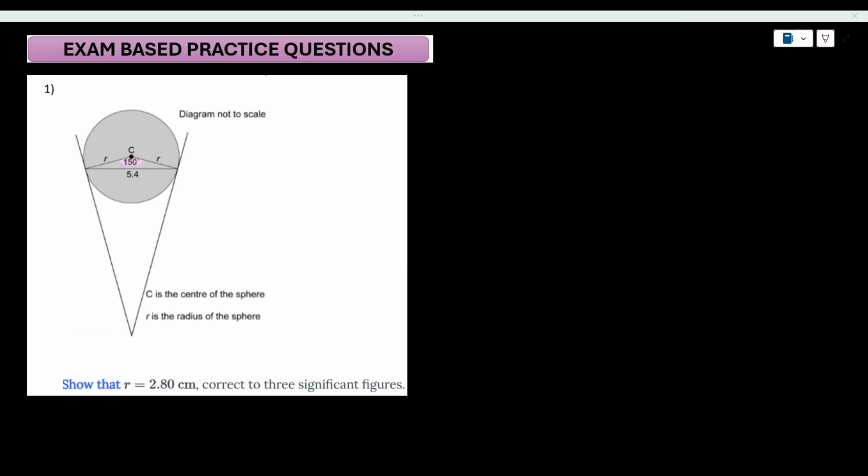Now let us see the exam based question. This is the first question. All the diagrams or figures are not to scale. What is written here? C is the center and the angle at the center is given as 150 degrees. The length of the chord AB is given as 5.4. I have to find the radius. You need to show that the radius is 2.8 centimeter.